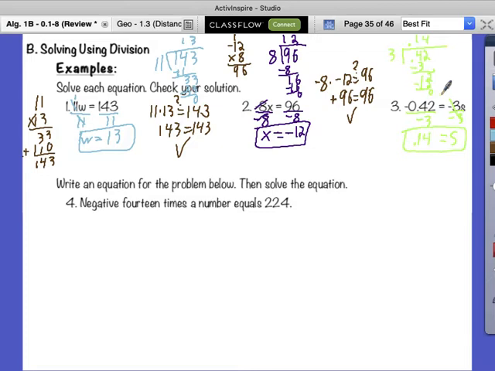Questions on these? All right, last problem for the notes. Write an equation for the problem below, then solve the equation. Negative 14 times the number equals 224. I want everyone to try writing the equation on their paper. Once you have the equation written, raise your hand, okay?